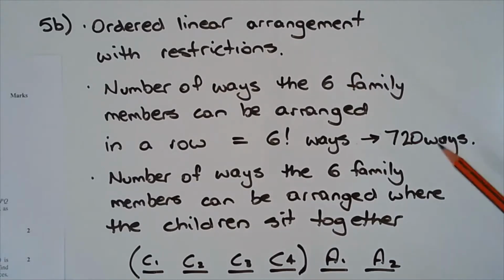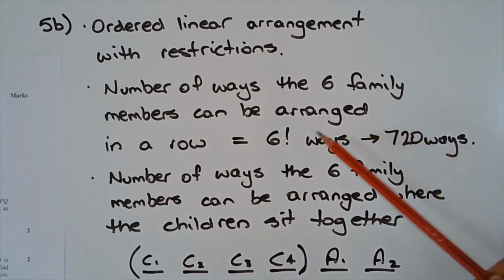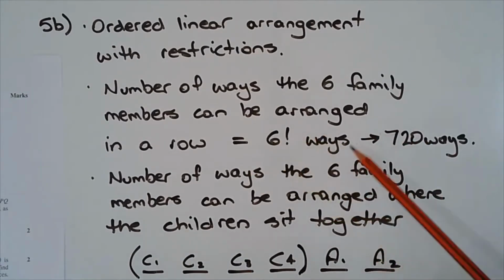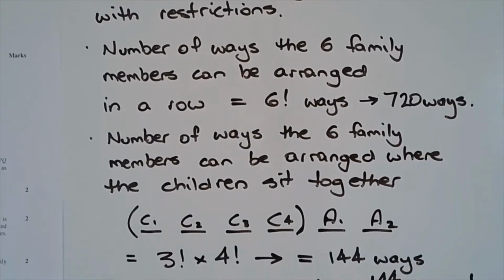Next, we'll have a look at the number of ways the 6 family members can be arranged in a row without taking into account the restriction. And this occurs 6 factorial ways or 720 ways. Now we'll consider the restriction.